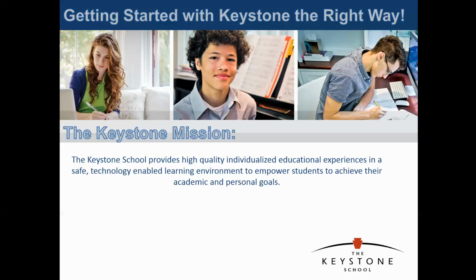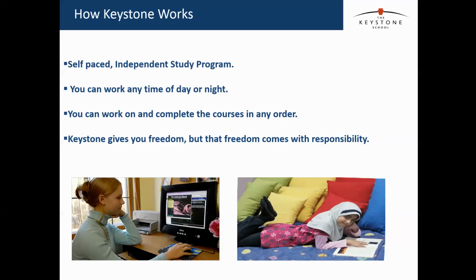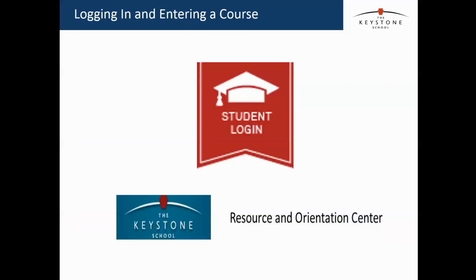First, let's take a look at how Keystone works. Keystone is a self-paced, independent study program. Keystone allows students to work as fast or as slow as they need, and allows students to create their own schedules and set their own due dates. Students will have 24/7 access to their courses so they can work anytime, day or night. In addition, you can complete your courses in any order as well. Please note that if you are working with a school, they may have a schedule set for you already, so please abide by that schedule.